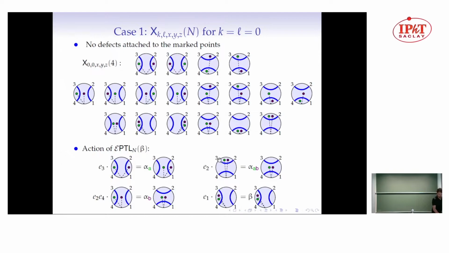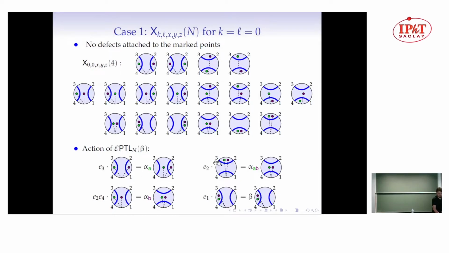So acting with E2 here, I would close here, I would attach a loop segment to 2 and 3, and I give this a loop weight alpha A B. And finally, I can also produce loops that encircle none of the marked points, like in this example here, 2 and 1 would be connected when I act with E1, then this just produces a weight beta as usual.